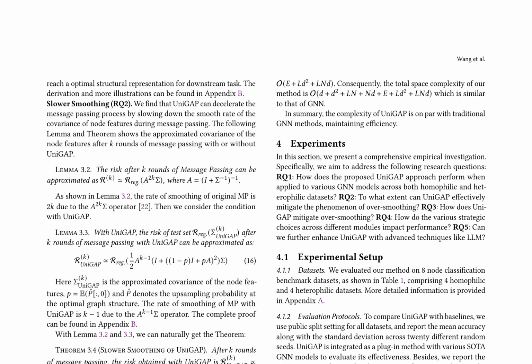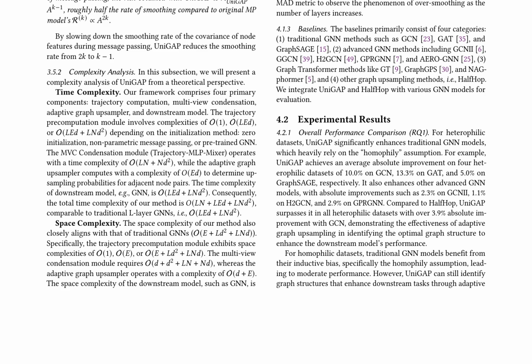The authors show that the smoothing rate of MP with UniGAP is k1, roughly half the rate of the original MP model. Theorem 3.4, slower smoothing of UniGAP, formalizes the result, stating that the risk obtained with UniGAP after k rounds of message passing is R_k,UniGAP proportional to A^{k1}, which is roughly half the rate of smoothing compared to the original MP model's R_k proportional to A^{2k}. This theoretical analysis demonstrates that UniGAP effectively reduces the smoothing rate of node feature covariance during message passing.